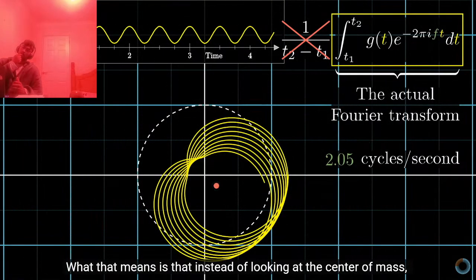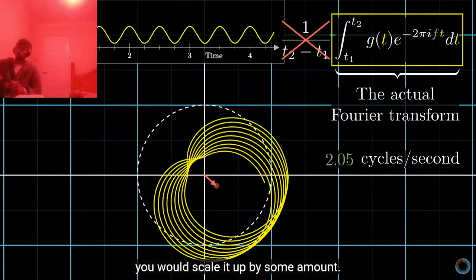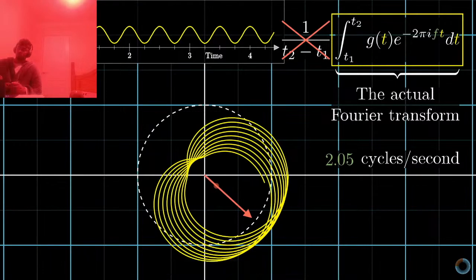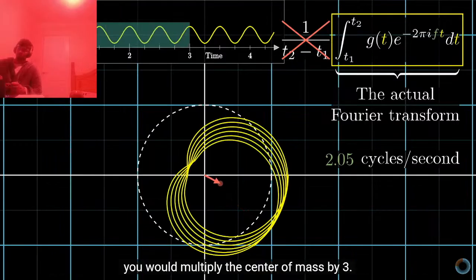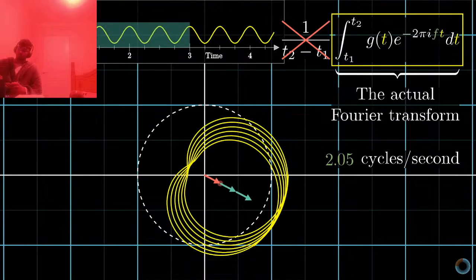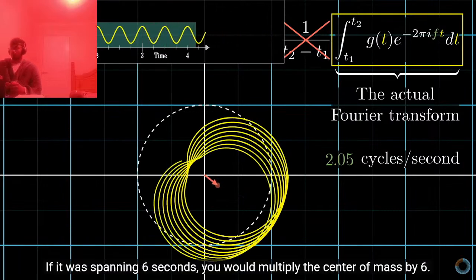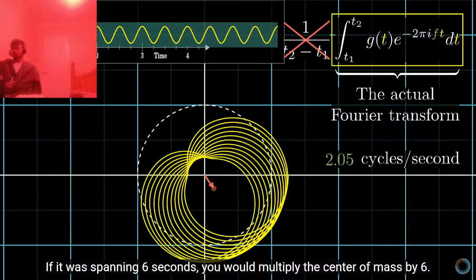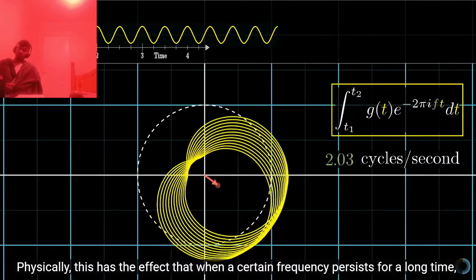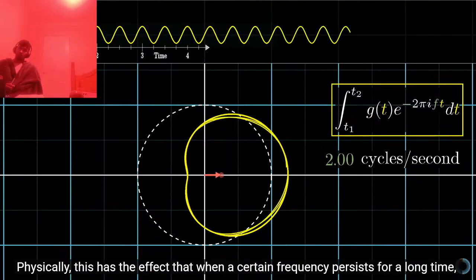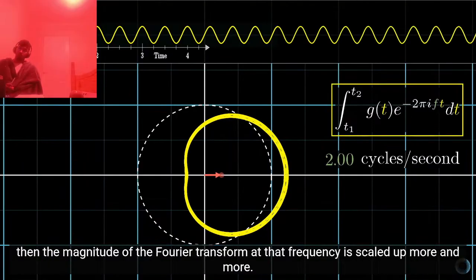What that means is that instead of looking at the center of mass, you would scale it up by some amount. If the portion of the original graph you were using spanned 3 seconds, you would multiply the center of mass by 3. If it was spanning 6 seconds, you would multiply the center of mass by 6. Physically, this has the effect that when a certain frequency persists for a long time, then the magnitude of the Fourier transform at that frequency is scaled up more and more.